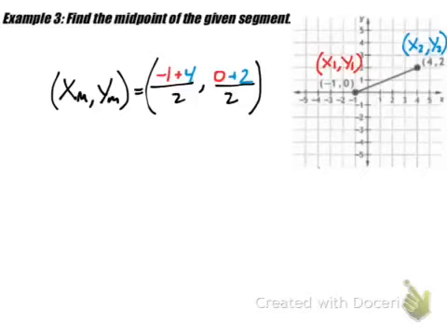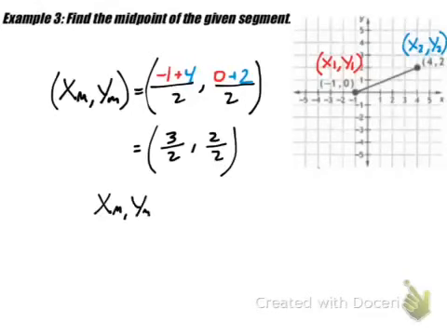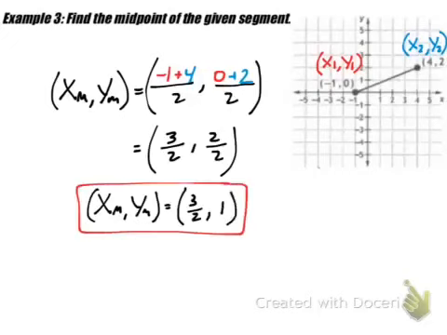If you simplify each part, you get 3 halves, comma, 2 over 2. If you simplify further, your final answer is x sub m, y sub m equal to 3 over 2, comma 1. So your midpoint between these 2 points occurs at (3/2, 1).